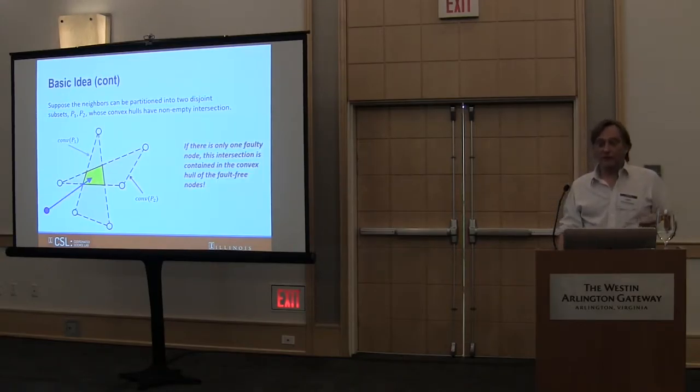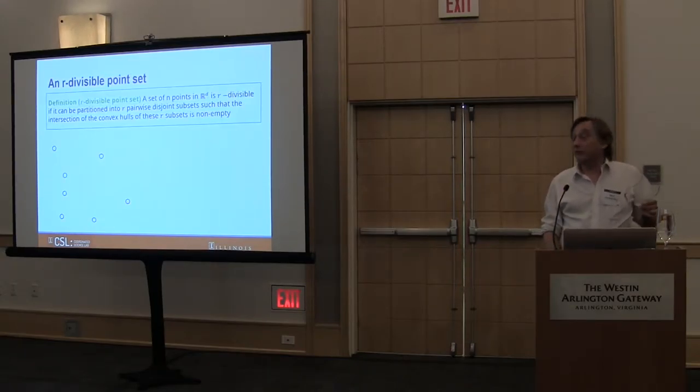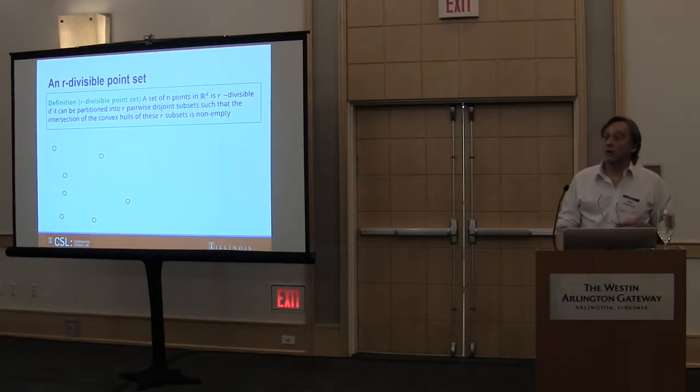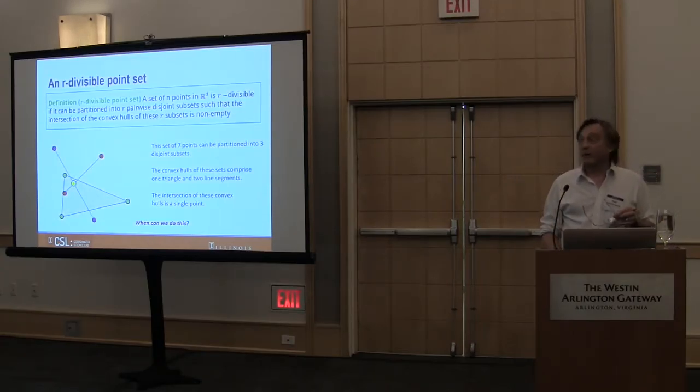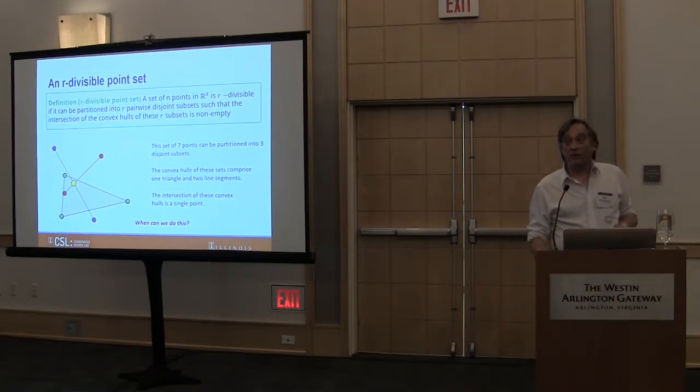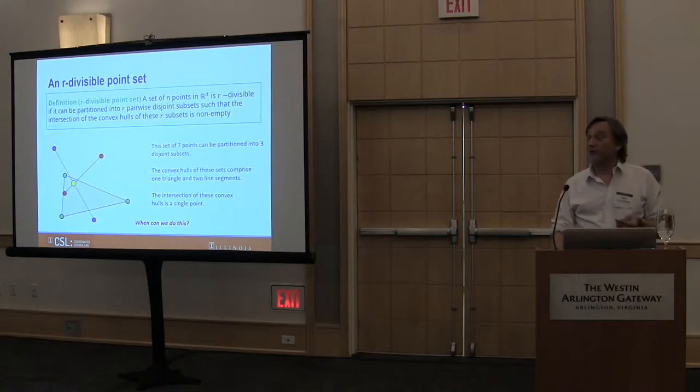You can ask, is there a way to generalize that? And the answer is yes. The idea is something called hard visibility. Here's the way it works. I've got a bunch of points. I can divide them into three groups. The convex hulls of those three groups are shown, and there's the intersection. Right? So when can I do that is a question that computational geometers know the answer for.